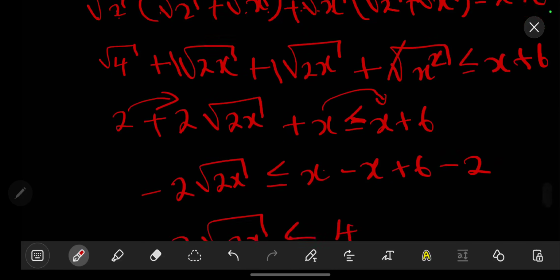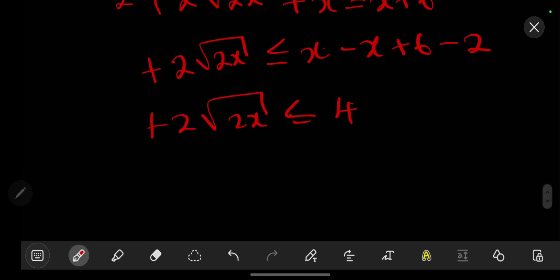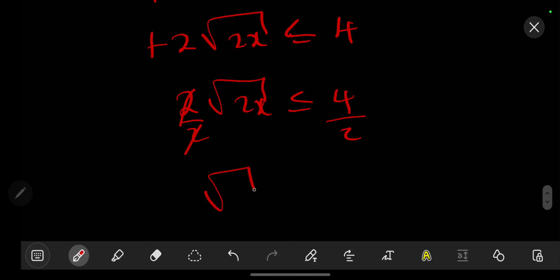When it goes that side, we have a positive 2. So when those values go the other side, everything now is going to be the same. So we have a positive 2 like that. Then what we are going to have is 2 root of 2x less than or equal to 4. Divide by 2. We are going to have the root of 2x should be less than or equal to 4 divided by 2, which is 2.